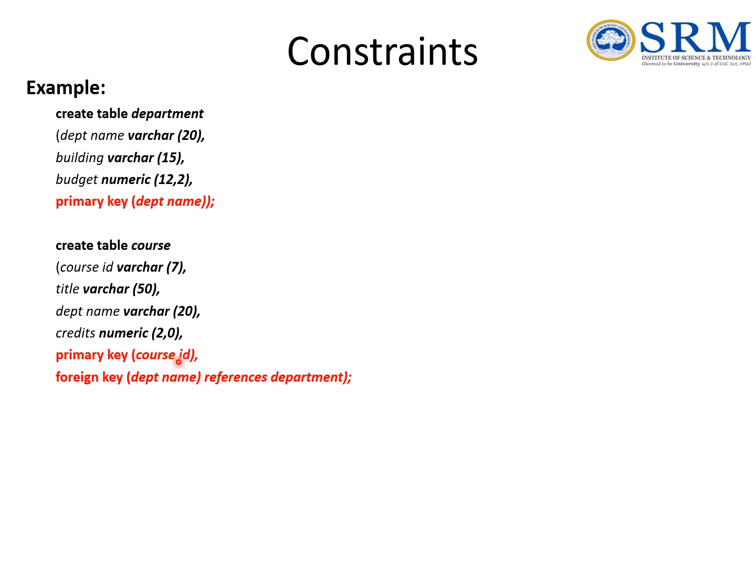And I am referring here to a foreign key of department name that references department. So I'm referring to a foreign key, department name, that references the particular table which is here. So department name is the foreign key, and course ID is the primary key for this create table course, for this course database.